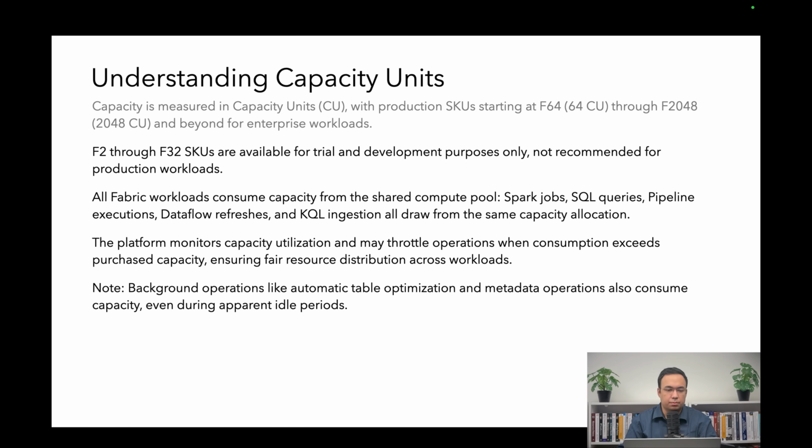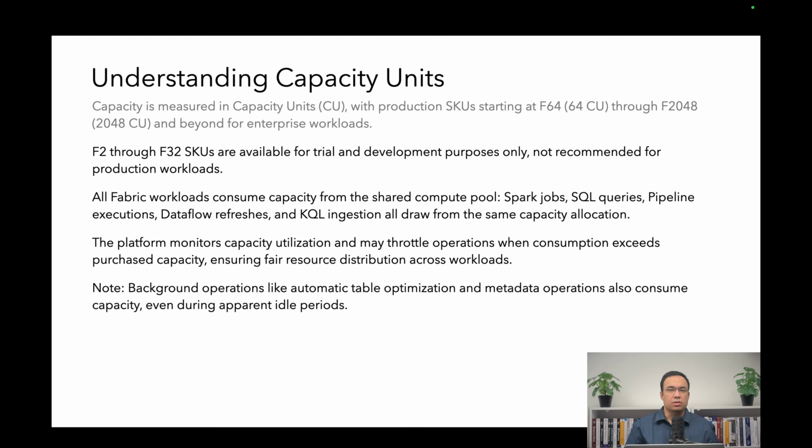Now let's look at how capacity units actually work. Capacity is measured in capacity units, abbreviated as CU. Production SKUs start at F64, which provides 64 capacity units, and go up to F2048, which provides 2048 capacity units. There are even larger SKUs that go beyond that for enterprise workloads with very high scale requirements. There are also smaller SKUs, for example F2 through F32, but these are available for trial and development purposes only. They are not recommended for production workloads because they have limitations in terms of performance and features. If you're building a production system, you should start at F64 or higher.